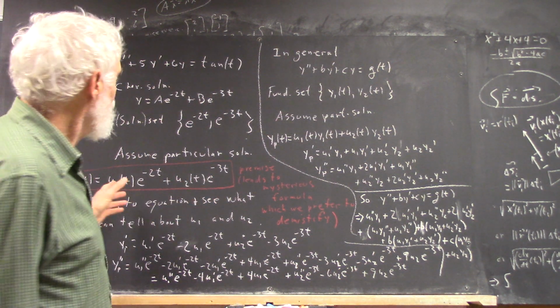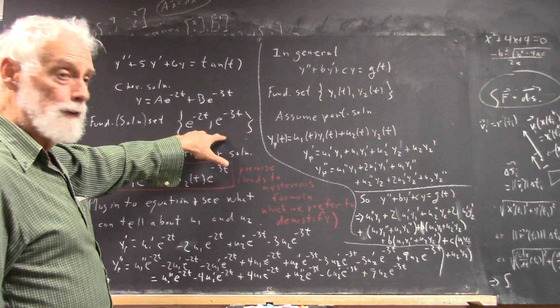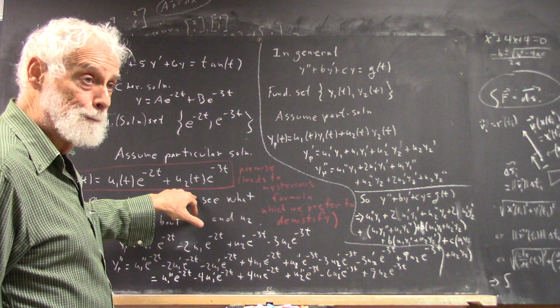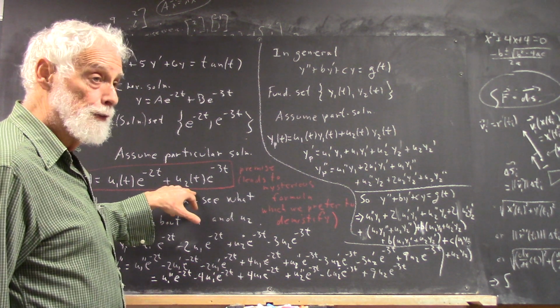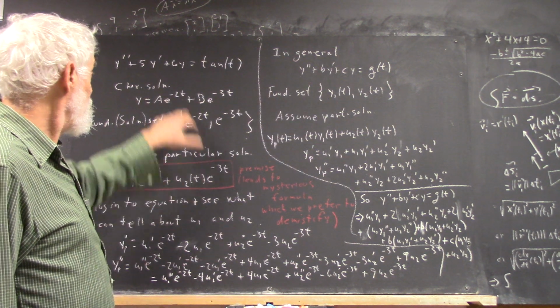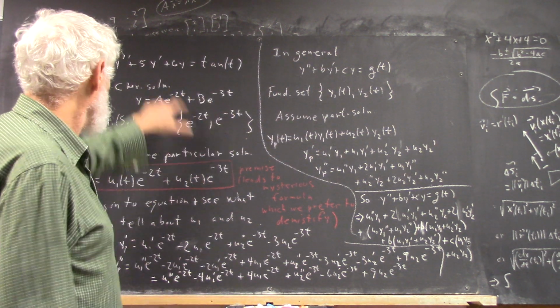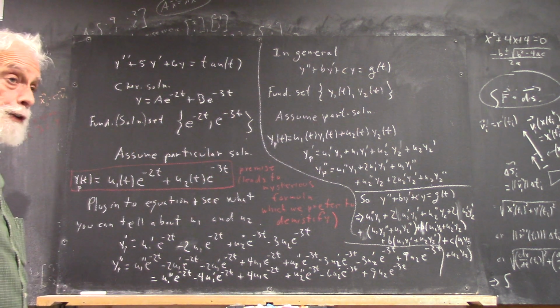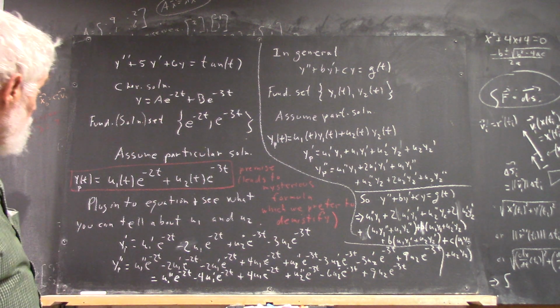Just a linear, it's like a linear combination of your solution set, except it's not linear because these are functions of t. And we want to try to find functions of t, a u1 and a u2, that'll make this expression satisfy this equation. So what do we do? We plug this expression into the equation. Now we take the derivatives.